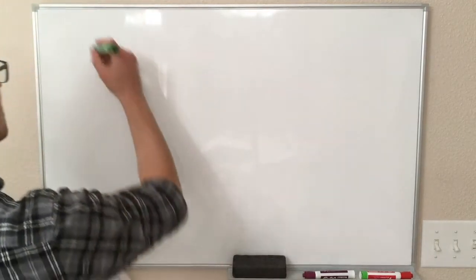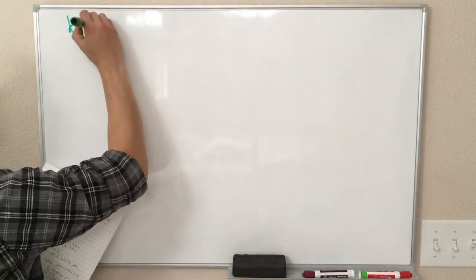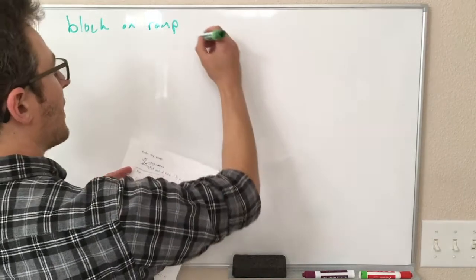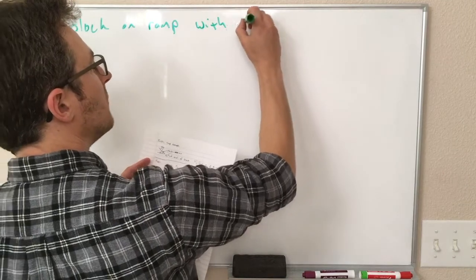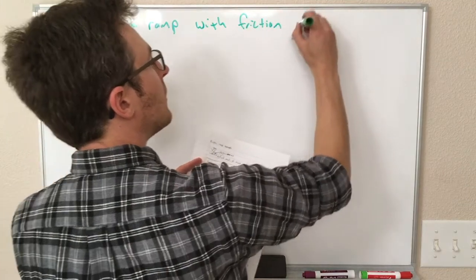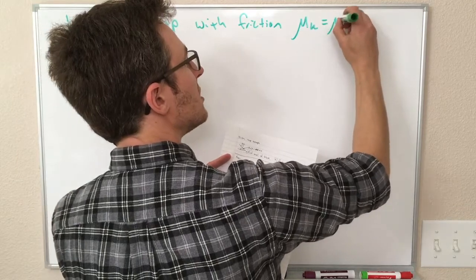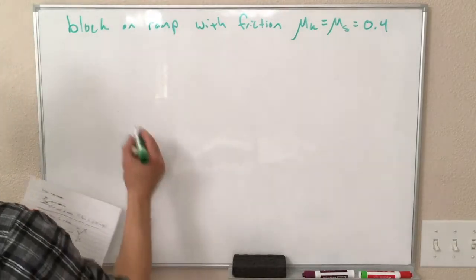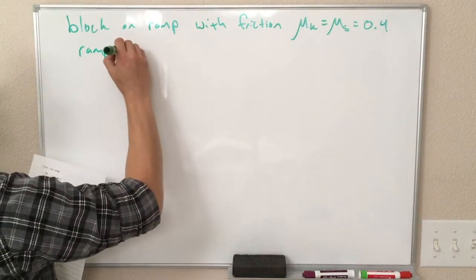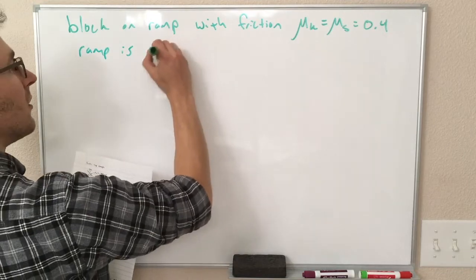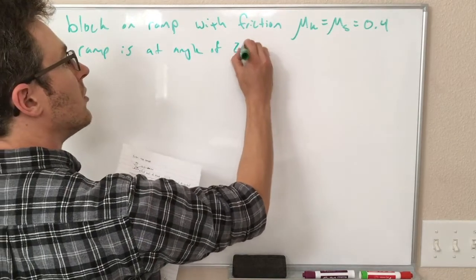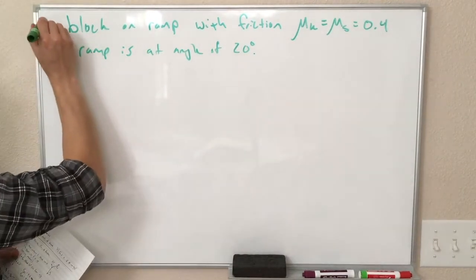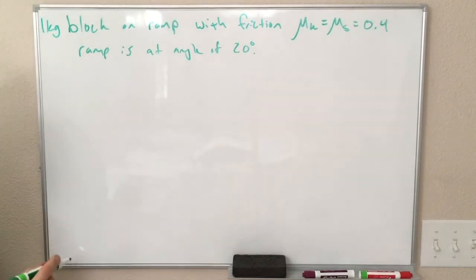So here's the problem. Let's say we have a block on a ramp. And the ramp has friction such that the kinetic coefficient is equal to the static coefficient, which equals 0.4. And the ramp is tilted at an angle of 20 degrees. Oh, and it's a 1 kilogram block.